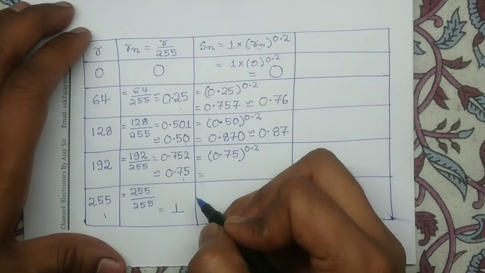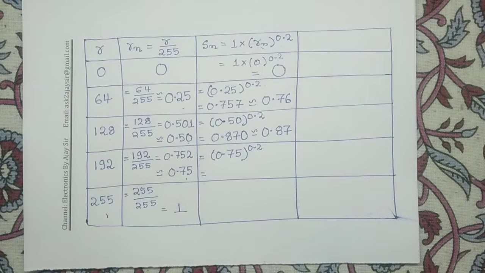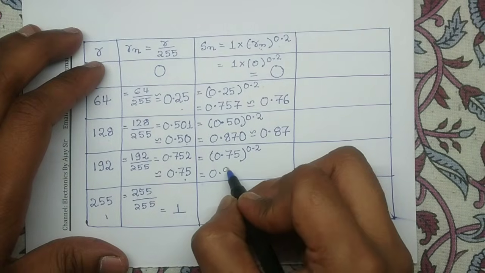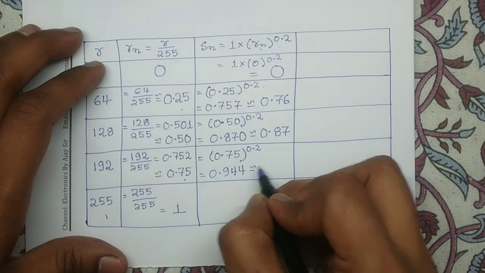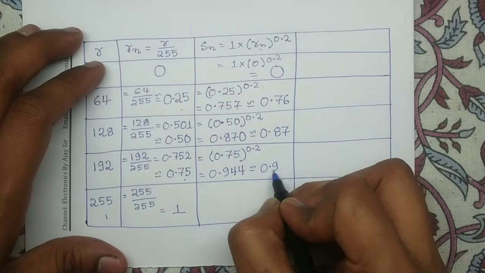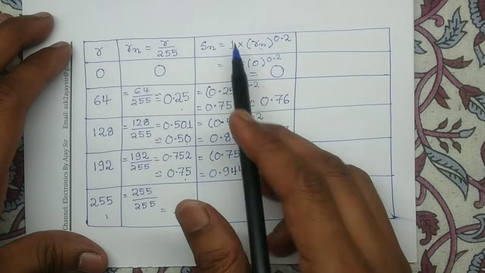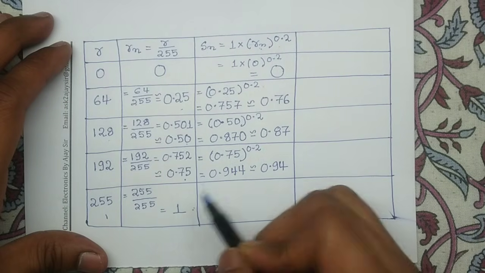If you solve this expression, you will get 0.944. Now we will round off this number up to 2 decimal places, so it becomes 0.94. And lastly, when Rn equals 1, we will determine the value of Sn by substituting Rn equals 1.